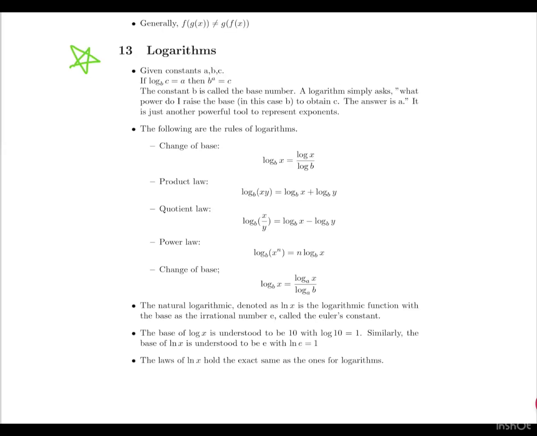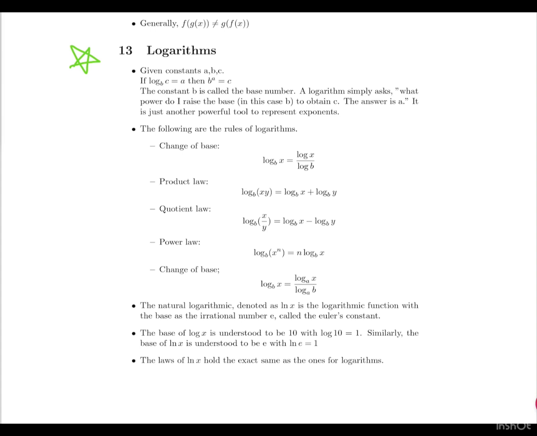Moving on to number 13, logarithms. Again, a very important but rather simple concept if you understand it. If we have constants a, b, and c, and if log base b of c is equal to a, it implies that b to the power a is equal to c, and that is essentially what a log does. A logarithm is another powerful way to express exponents, and it tells you what power you raise b to, to get the number c. For example, if I tell you log base 3 of 27, it means what power do I raise the number 3 to get 27, and the answer would be 3.